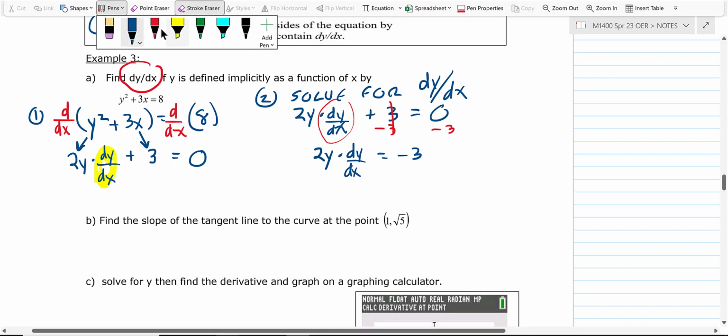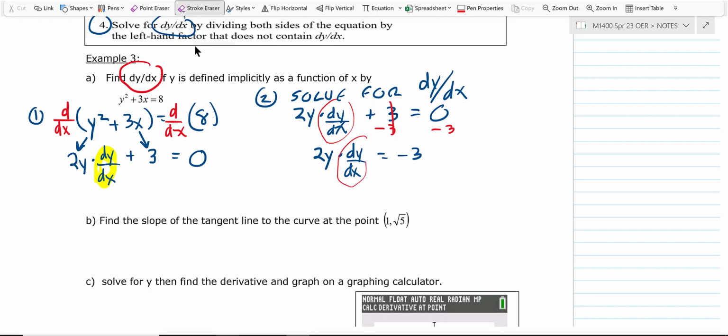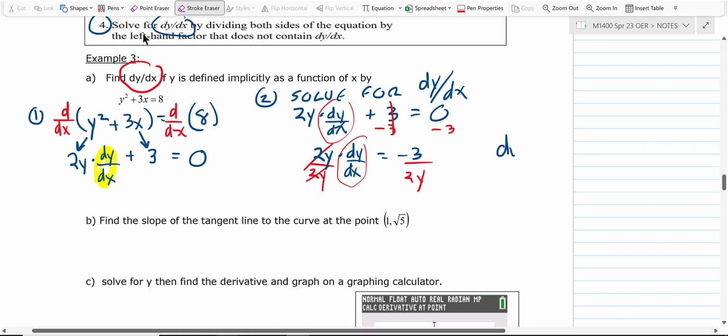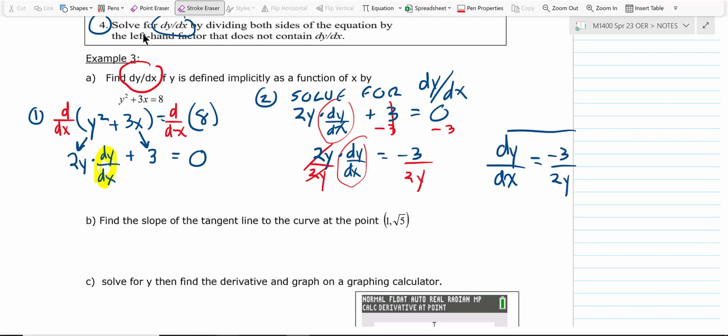Okay? So it's just like solving an equation. So how do I get rid of 2y? I divide by it, okay? I divide because it's multiplied. So I need to divide both sides by 2y. And then I've got the result of the derivative, which is going to look a little different than what you're used to looking at. So we get dy over dx equals -3 over 2y.